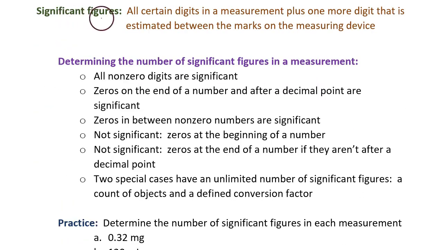The significant figures in any measurement are all of the digits that are known for certain plus one more digit that is estimated between the marks on the measuring device. The concept of significant figures only arises when numbers are measurements that were obtained from measuring devices. Let's look at a couple samples.